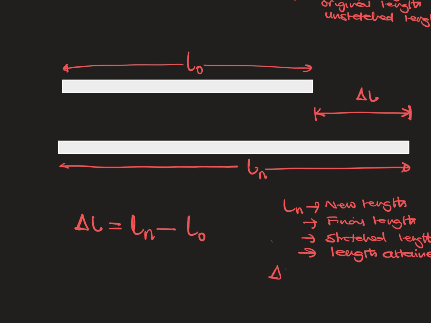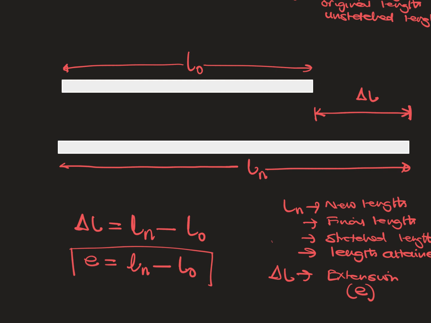Delta L is called extension, and we can also represent it with the symbol E. So we can say E, the extension, is the difference between the new length and the original length. So you have to understand this.